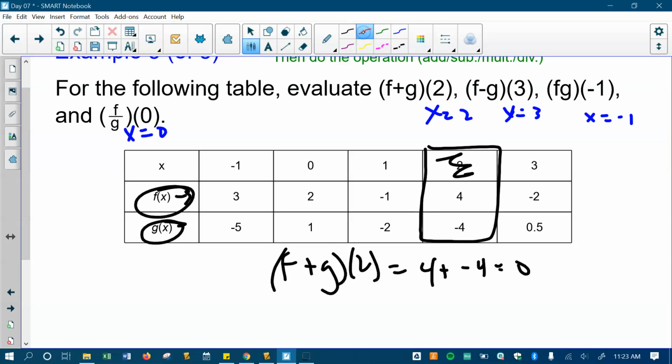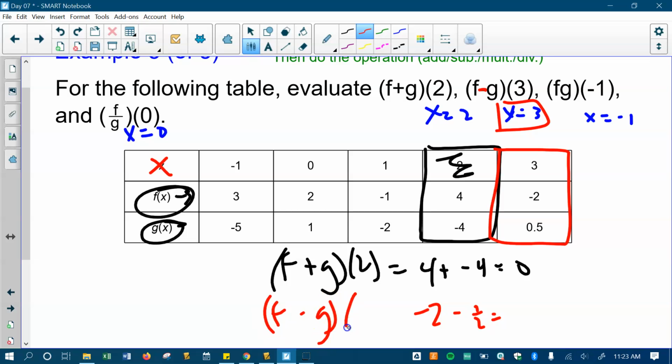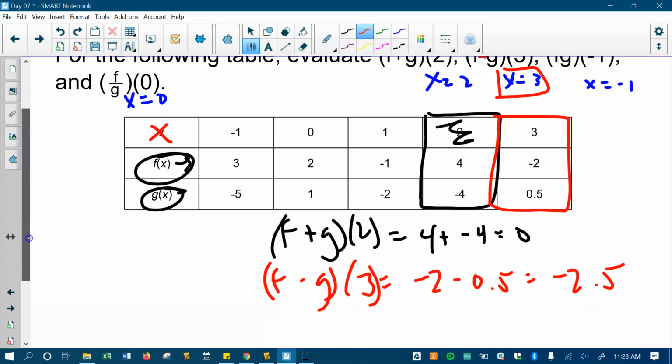So now when x equals 3, I am looking solely at the row where x equals 3. So when x equals 3, I have these two values here, negative 2 and 0.5, and I'm told to subtract them. So do negative 2 minus 0.5, which is negative 2.5. That's all for that one. Let's go to the next one.